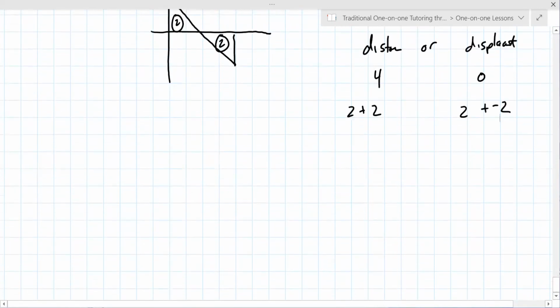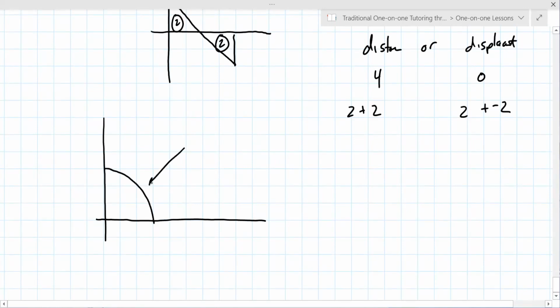Yeah. So kind of final thing that you might see here is they might give you something that looks like this. They tell you this is a circle with radius equal to 3. It's actually a quarter circle. So you've got to remember your area of a circle, pi r squared. But since it's a quarter circle, you divide by 4.